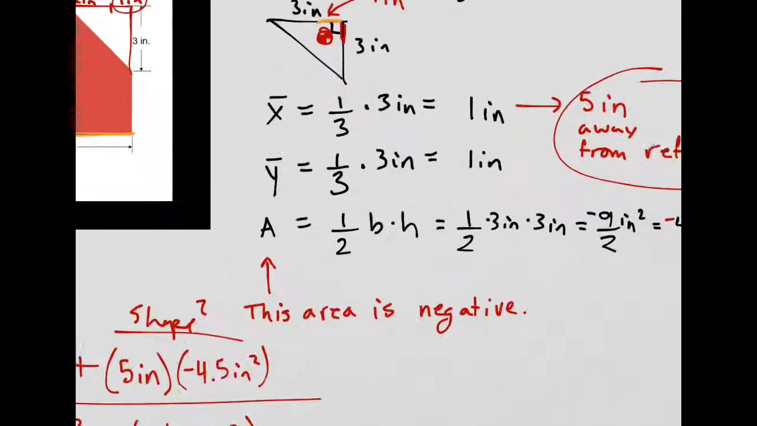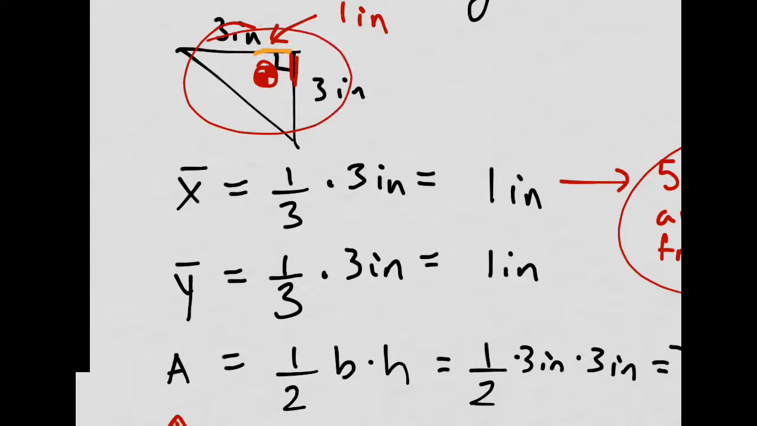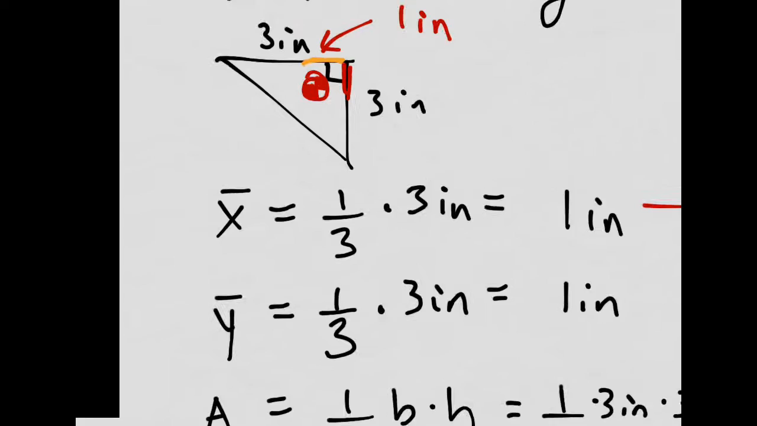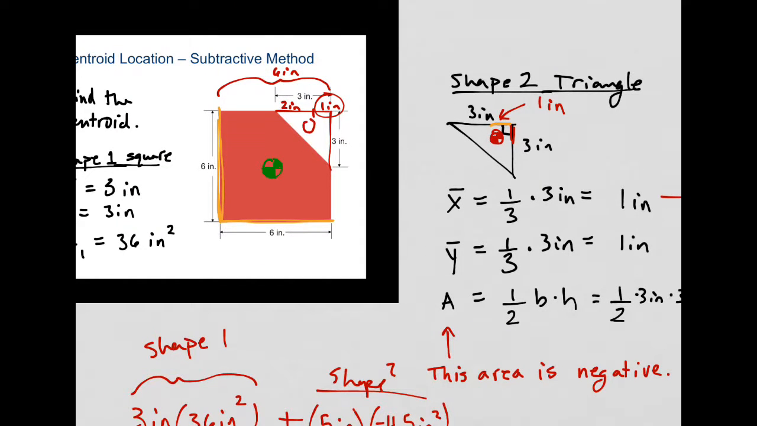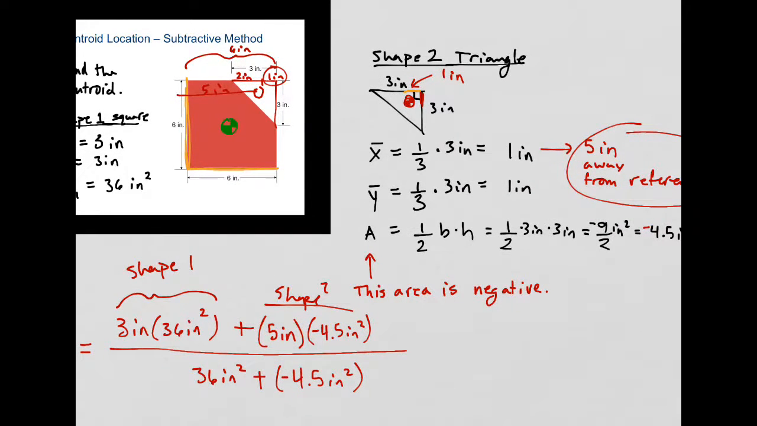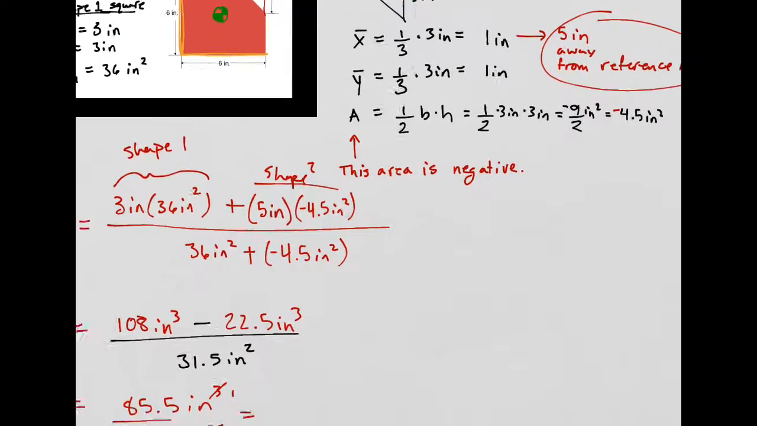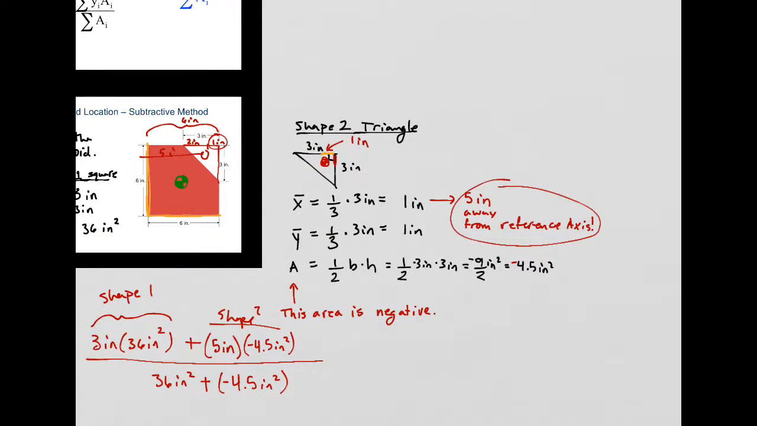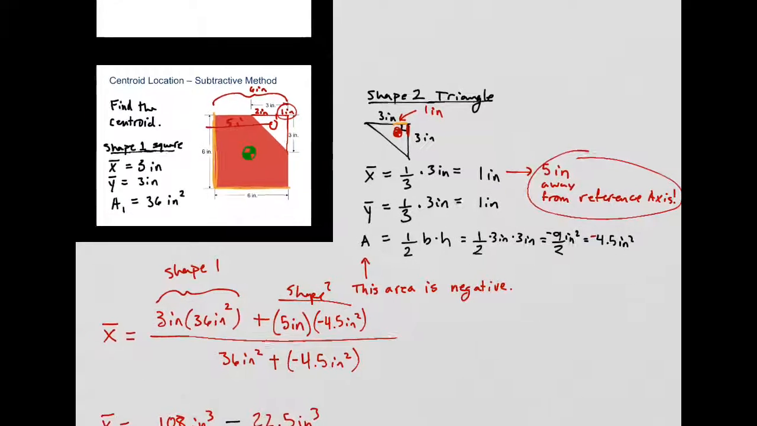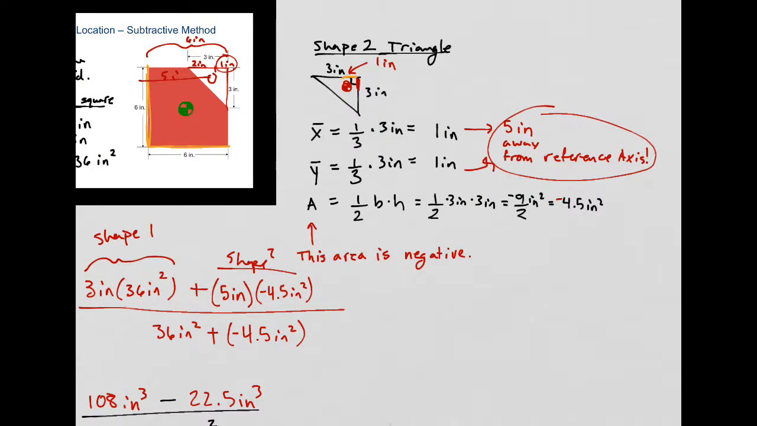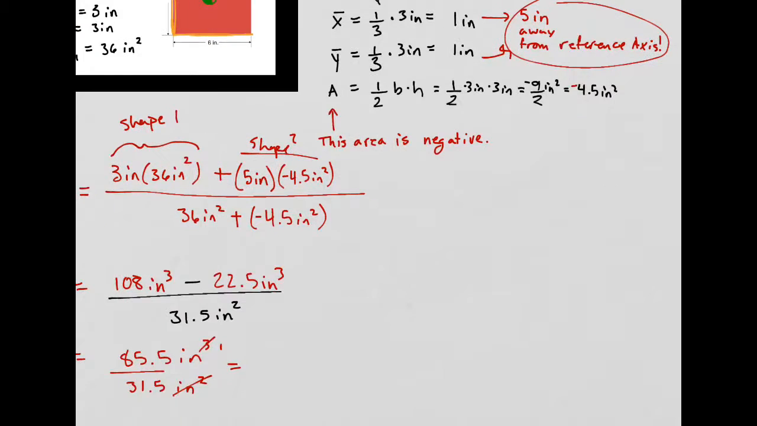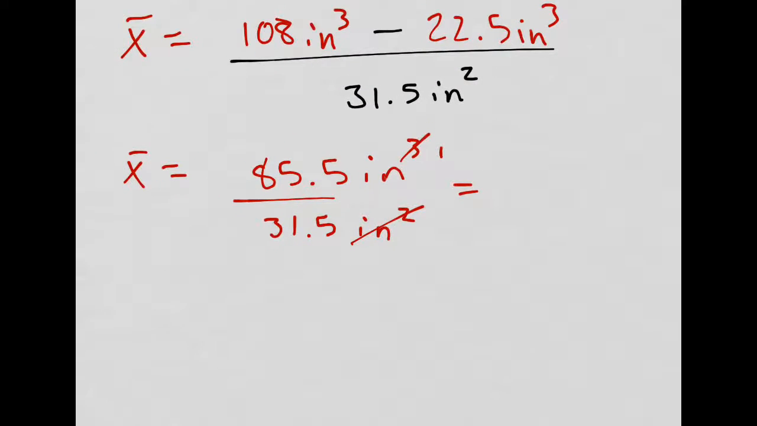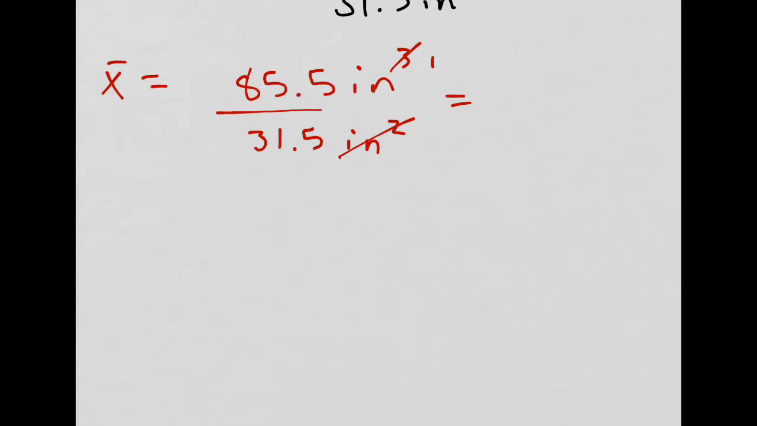For x bar, we calculated the centroid here, but we need the distance of the centroid to the reference axis. And that centroid to the reference axis was 5 inches. So we got that by getting the centroid. We knew it was 1 inch away from the right angle of the triangle. So that means it's 5 inches away from the reference axis. So that's also 5 inches. The area is still the same, so we're okay there. And now we'll find x bar.